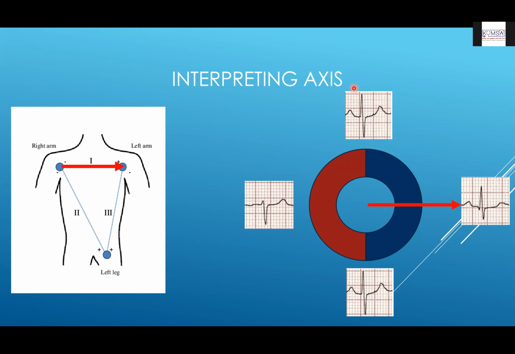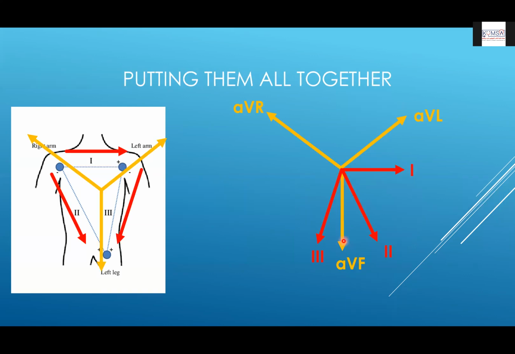And equivocal QRSs are usually because electricity is moving perpendicular to the line of axis, so it's either 90 degrees up or 90 degrees down. So anything within the blue semicircle, that's angling towards the plane that you're receiving the electrical impulse in. So we have 3 limb leads. We have 3 augmented limb leads.